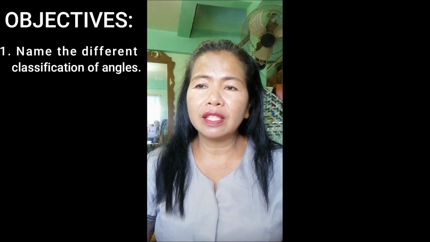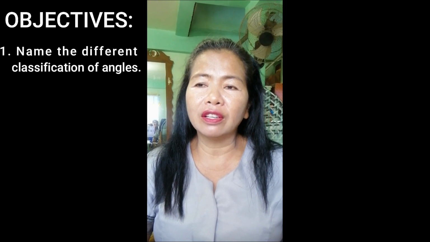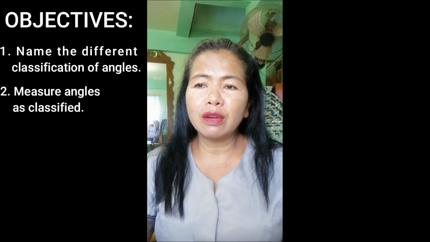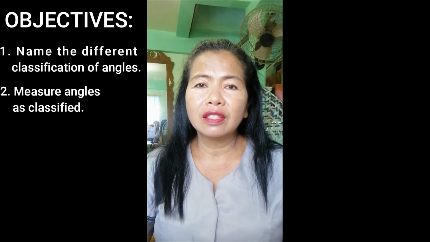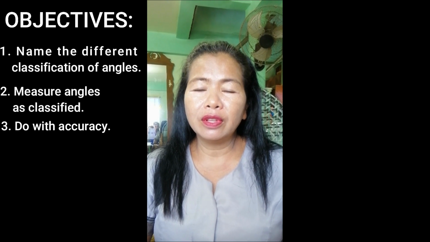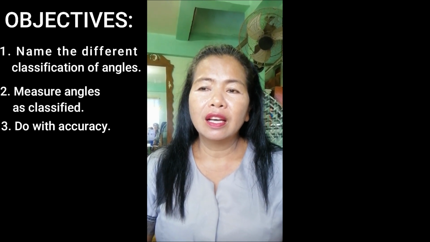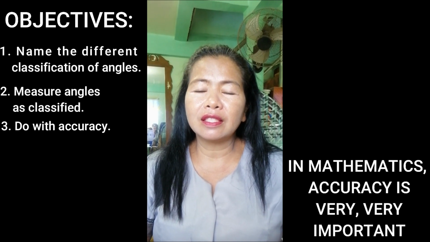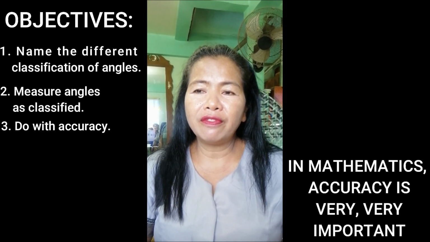I will try myself to impart something about this lesson, but before that, may I give you first the different objectives of this lesson, what you need to learn in this topic. The first one is name the different classification of angles. Then of course, the second one is you need to measure angles as classified. And the last one is you need to do the given activities with accuracy, because in mathematics, accuracy is very, very important. This is it.